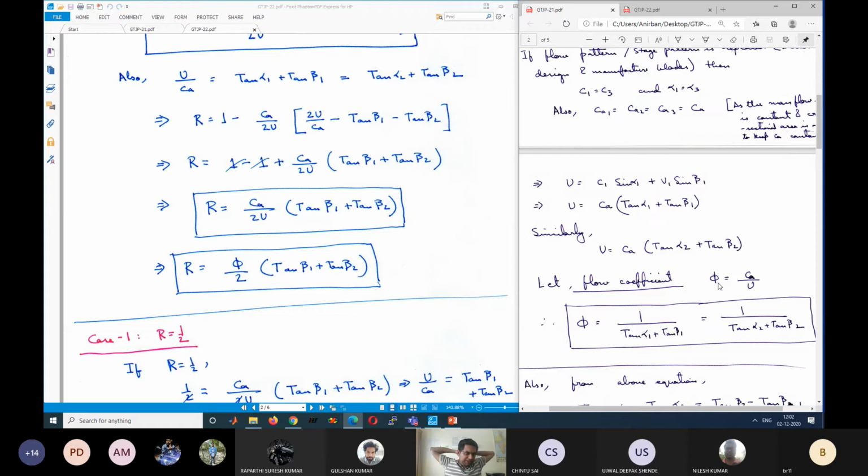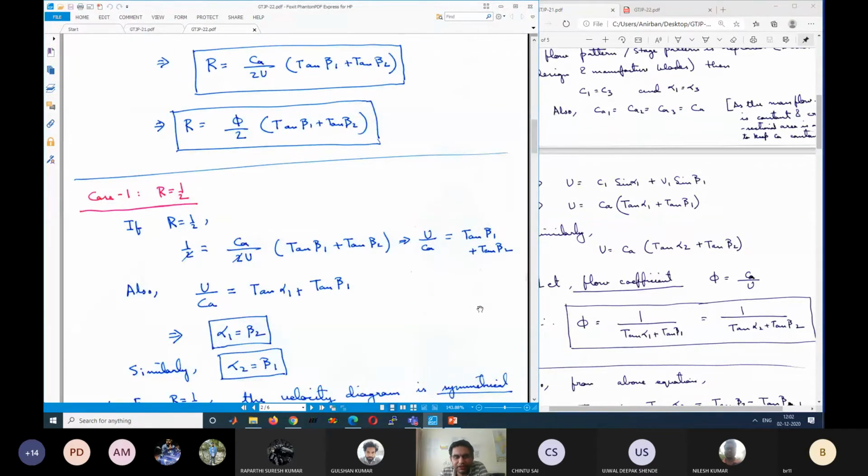So this is the significance of this degree of reaction, what I have already discussed. It gives us an idea about how much diffusion is occurring in the rotor as compared to the entire stage, rotor plus stator.